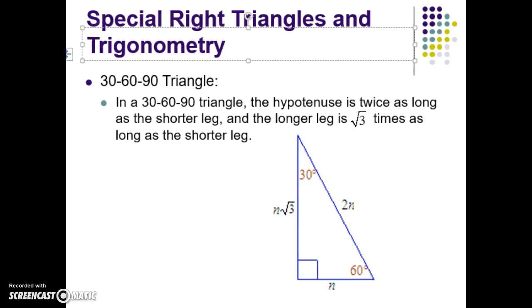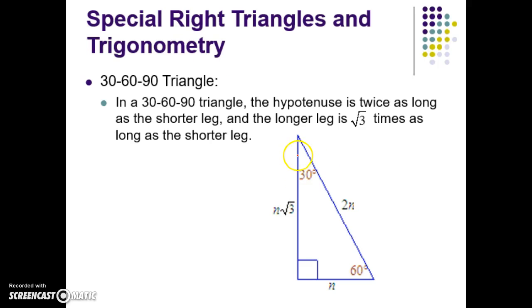We're going to continue talking about our special right triangles in trigonometry. Now we're going to look at our other angle measures. We're going to look at our 30, 60, 90 right triangles. So let's talk about what we remember from geometry, 30, 60, 90s.